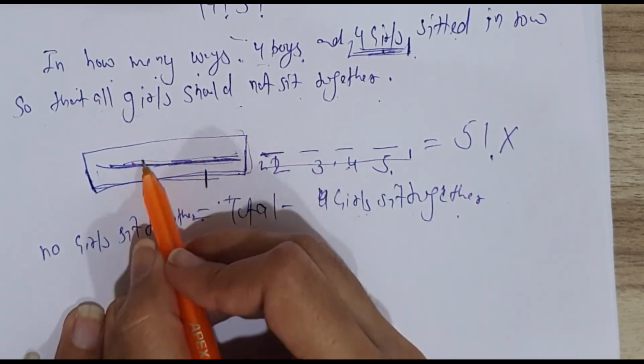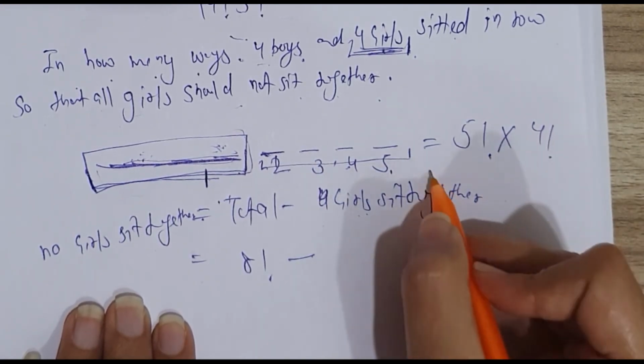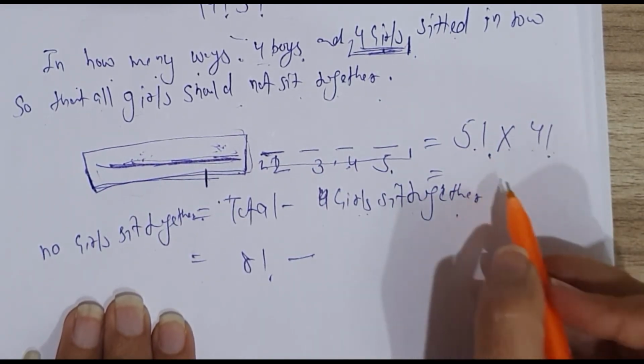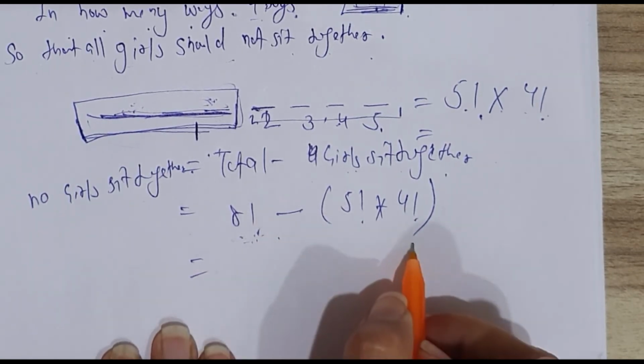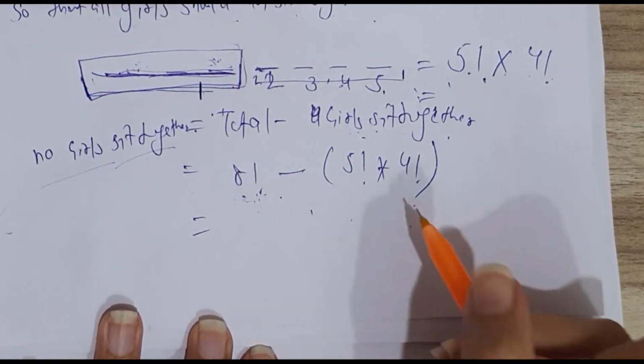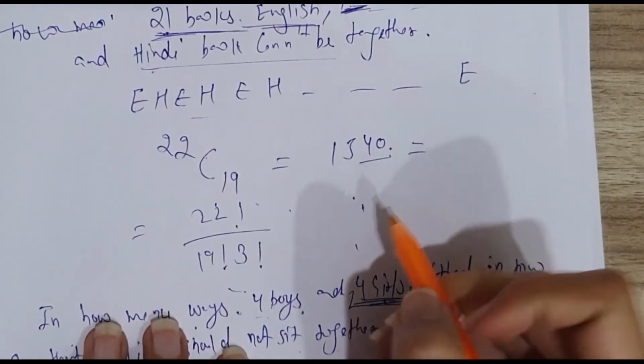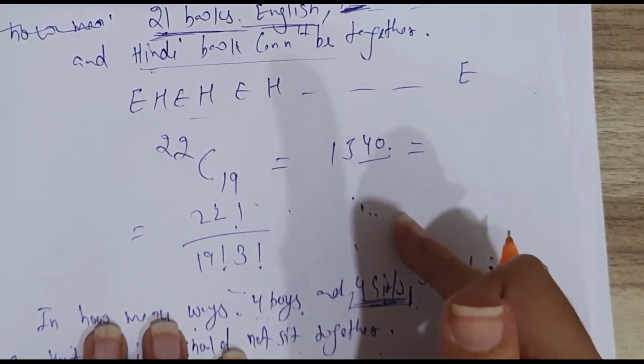They can shuffle their places. This will be 4 factorial, 5 factorial into 4 factorial. Find it now and subtract it from total and you will get your answer. If the question is simple, then you can do it with this method. If the question is complicated, then use this approach.